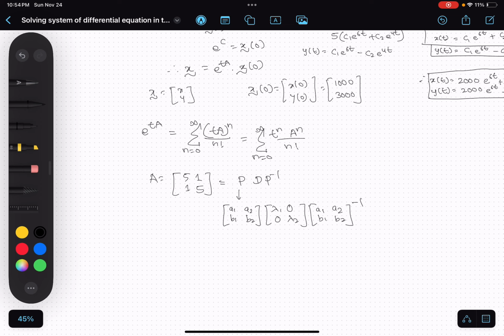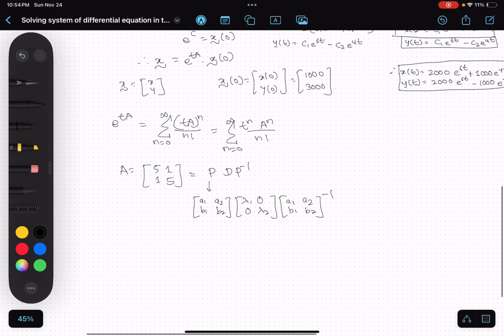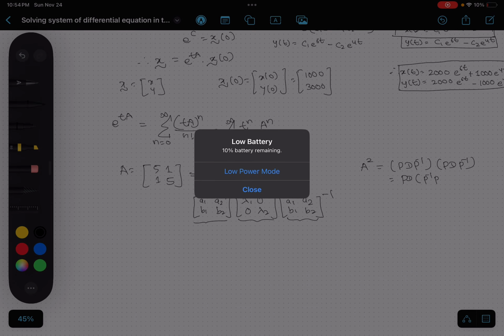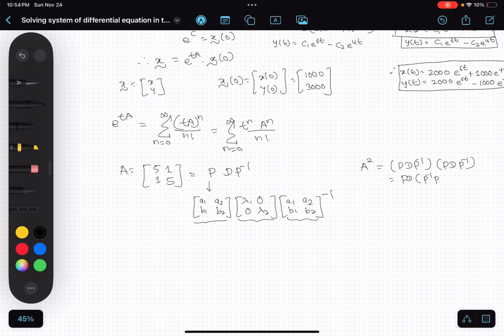And the benefit of writing it in this form is that once we have all these three matrices, we can just find A squared by multiplying this two times, right? But since there's P inverse and P alongside each other, we can just group them using associativity. Wait, I will change it.